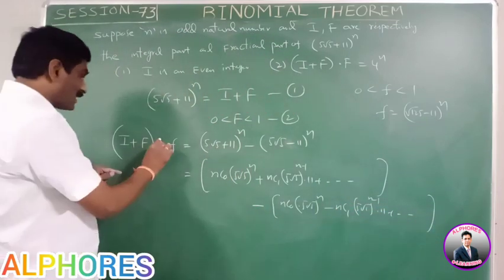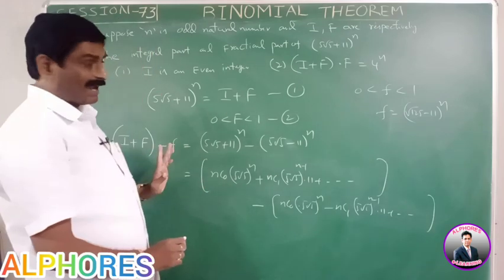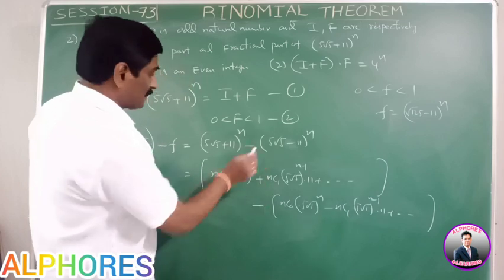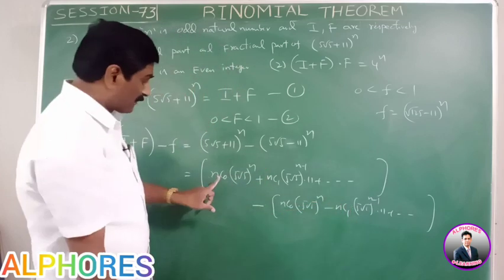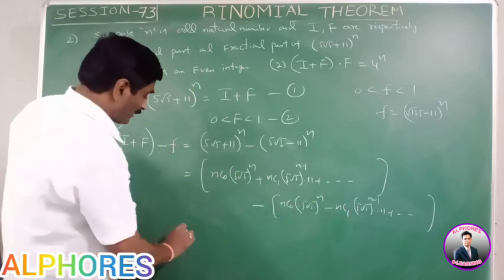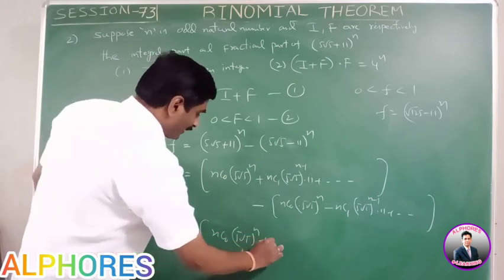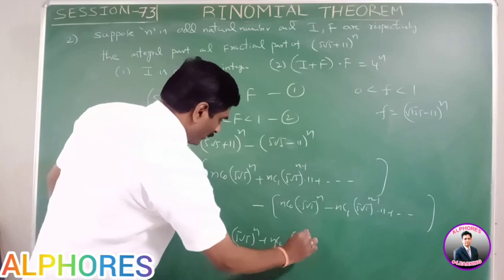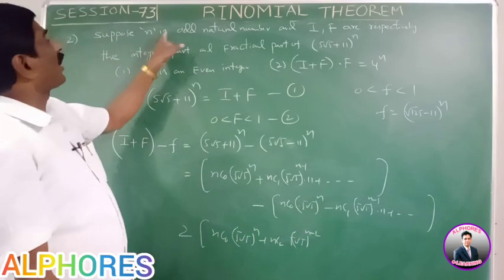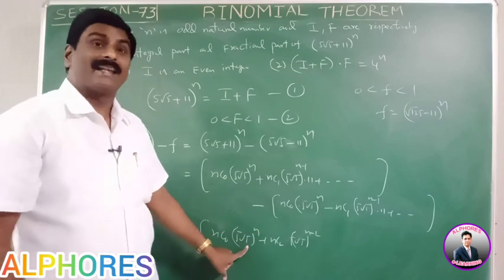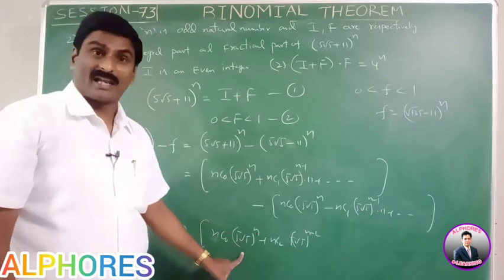Suppose we add these values, taking the plus value. What terms are eliminated? nC1 is eliminated. That means 2[nC0 (5√5)^n + nC2 (5√5)^(n−2)·11² + ...]. Here n is an odd integer. Odd means (5√5)^n is not an integer; it is an irrational number. We again get fractional values.